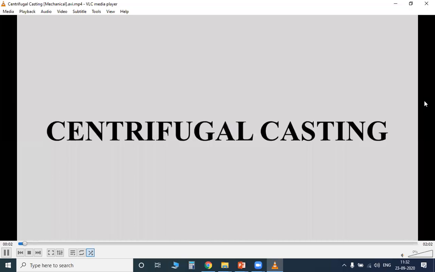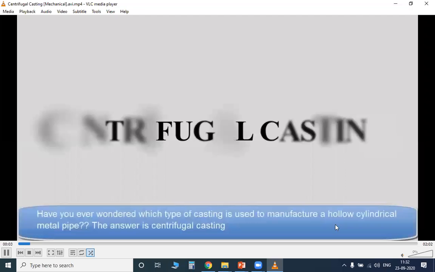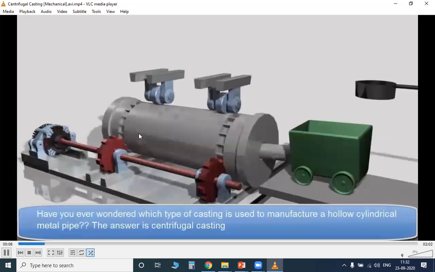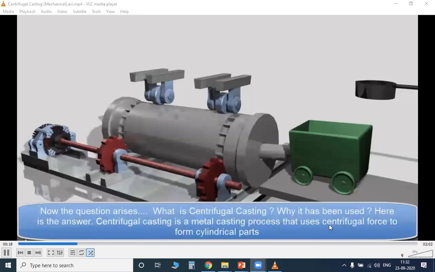So why was centrifugal casting taken? Because it is used to prepare a hollow cylindrical metal pipe. So this is the total arrangement: the ladle, the pouring basin. So what is centrifugal casting and how is it used? It is mainly used to form cylindrical parts, and it is done through the centrifugal force.